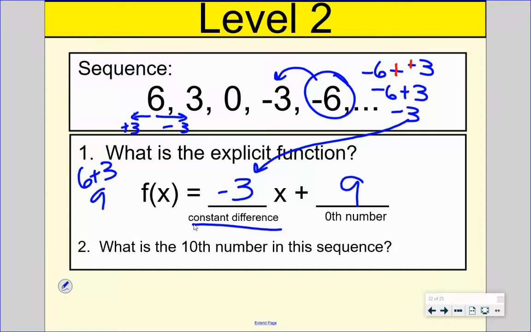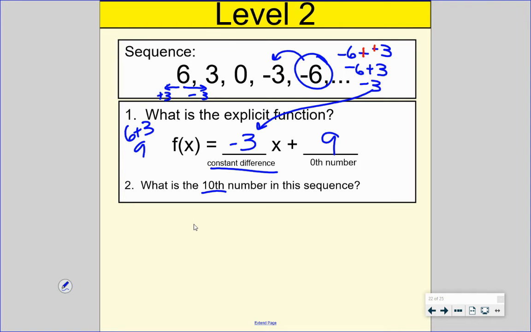All right, now remember, the advantage of an explicit function is that you will be able to know what any number in the sequence is just by knowing its position. Well, we want to know what the 10th number in the sequence is. So we are going to remember the 10th number, that's our domain.